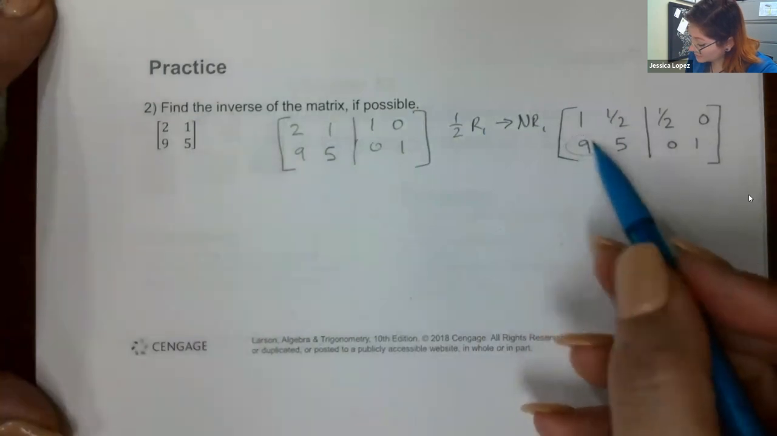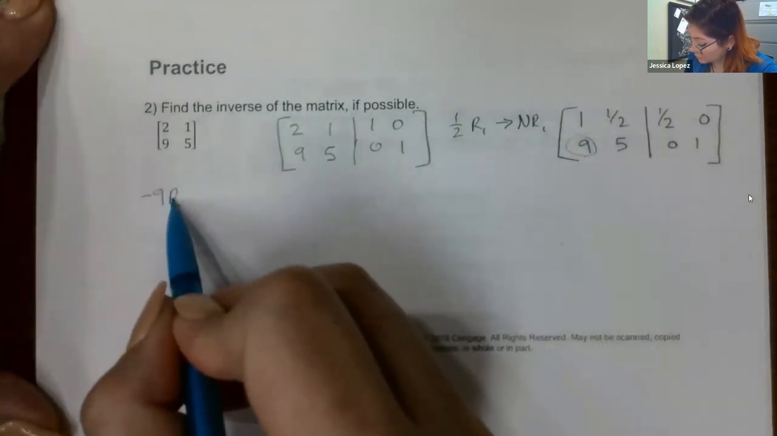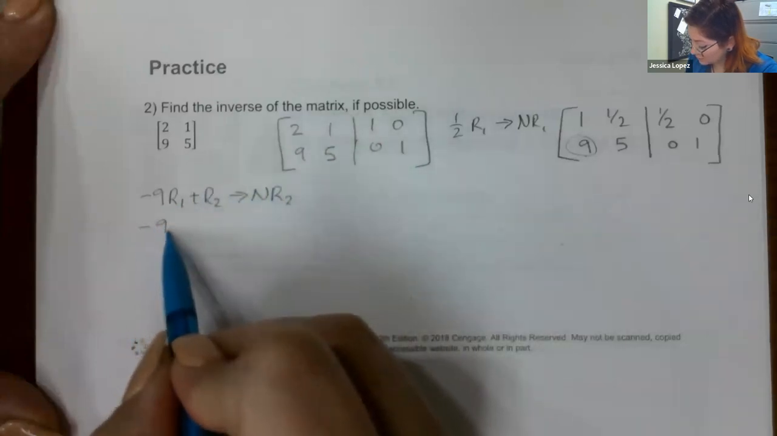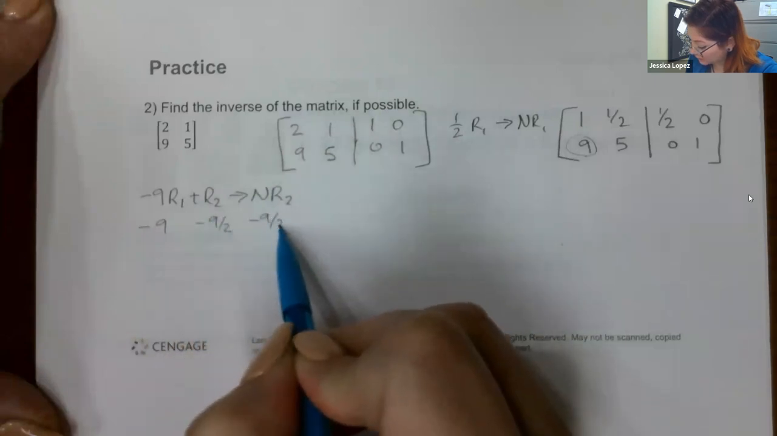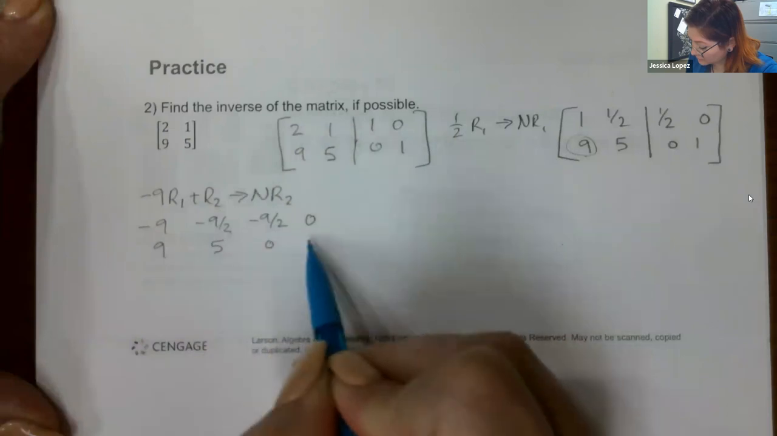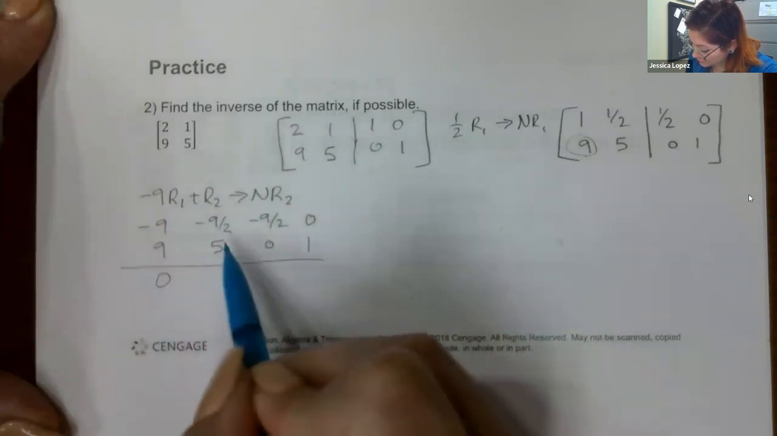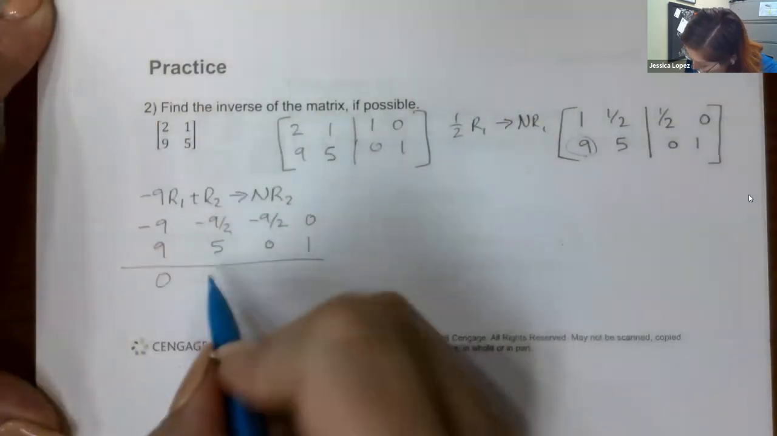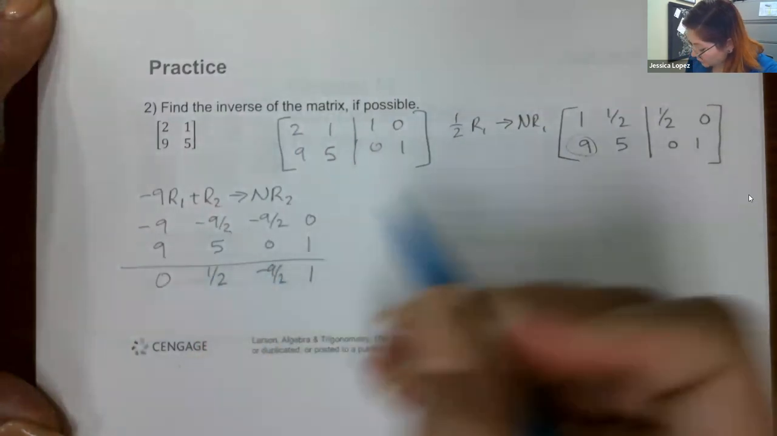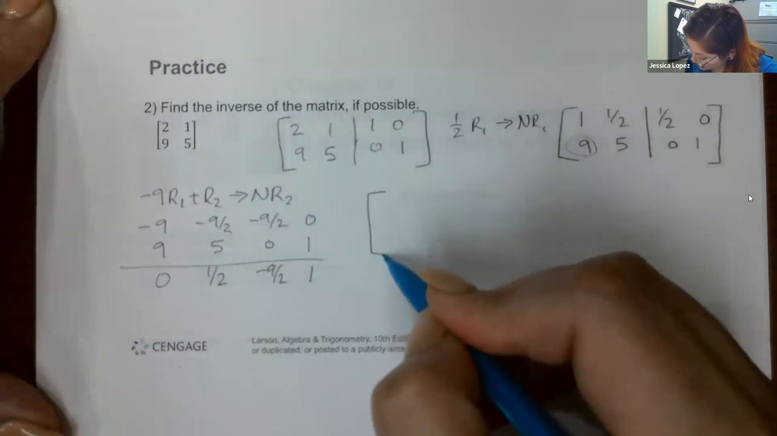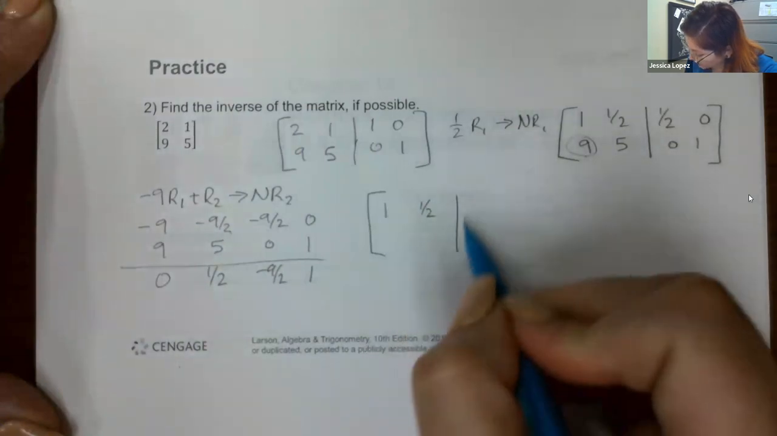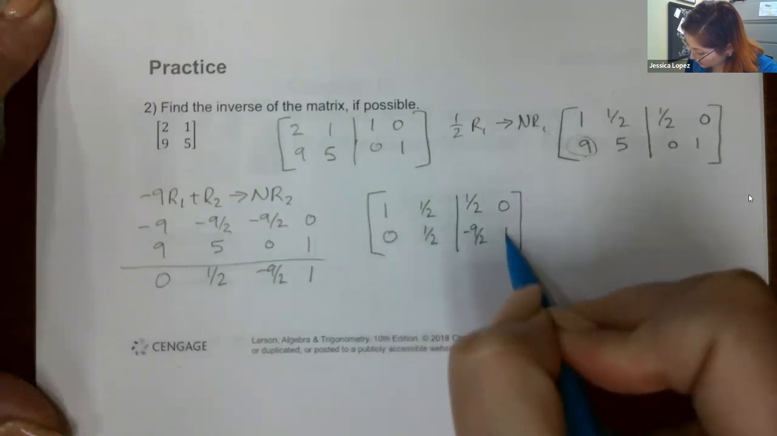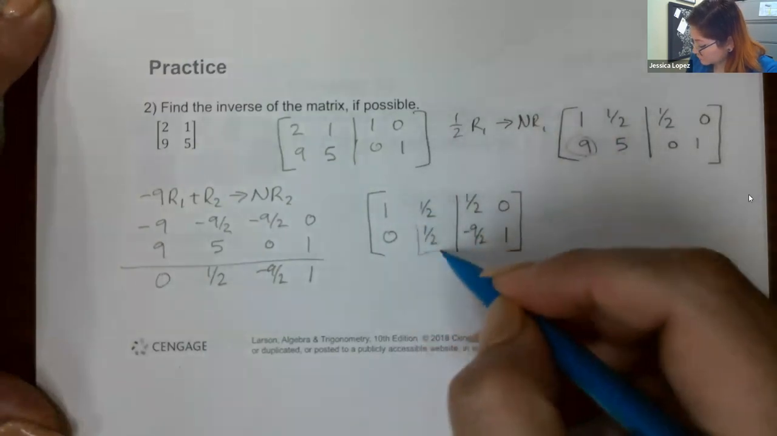Okay. Now I need this to be 0. So I need a negative 9 times row 1 plus row 2 to get me my 0 in row 2. So negative 9, negative 9 halves, negative 9 halves, 0, 9, 5, 0, and 1. This is 0, this is going to be negative 1/2, nope, it's going to be positive 1/2, negative 9/2 and 1. So then that becomes 1, 1/2, 1/2, 0, and 0, 1/2, negative 9/2, 1.